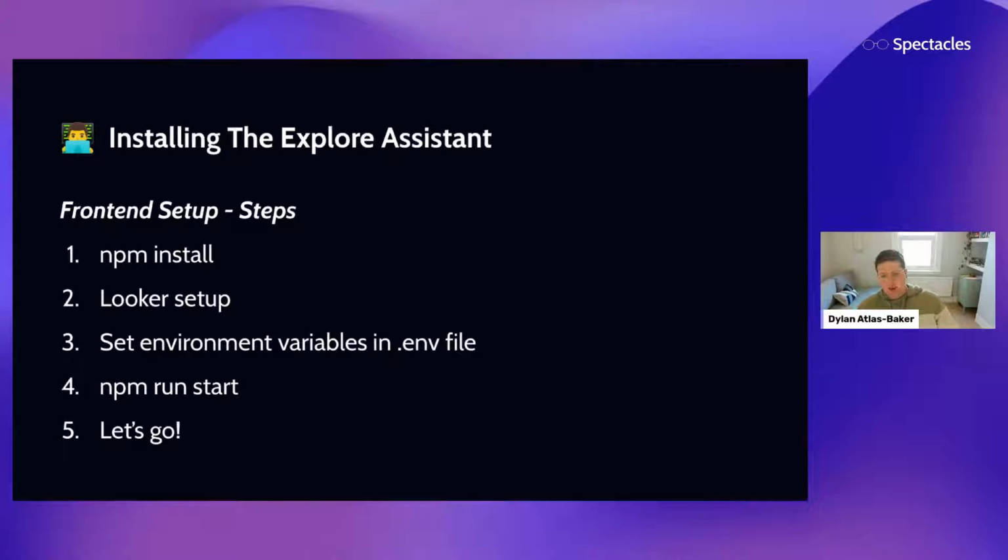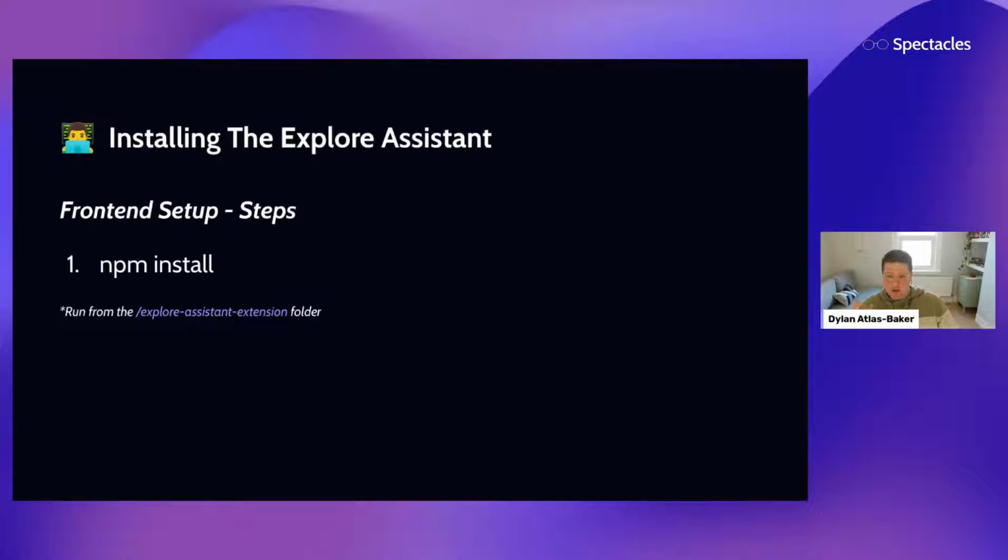The front end is slightly more involved. You need to have NPM installed, and you need to have access to a Looker instance, which I'm sure you all do. Quickly cruising through these, cd into the right folder, which is the Explorer Assistant extension one, and run npm install. That's going to generate a package lock file and install all of the packages that are required by this application. This is highlighted in the docs, but if you need to find the right version of Node and npm, use nvm, Node Version Manager, to install the right one.